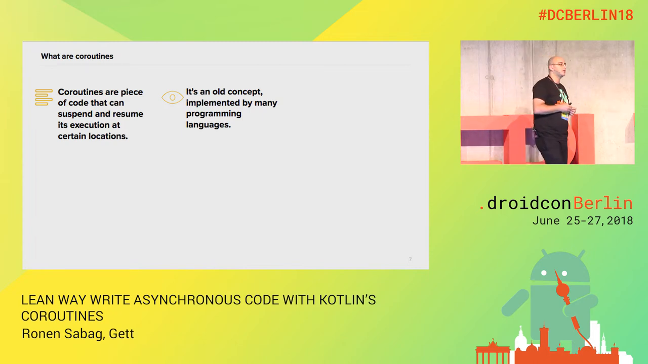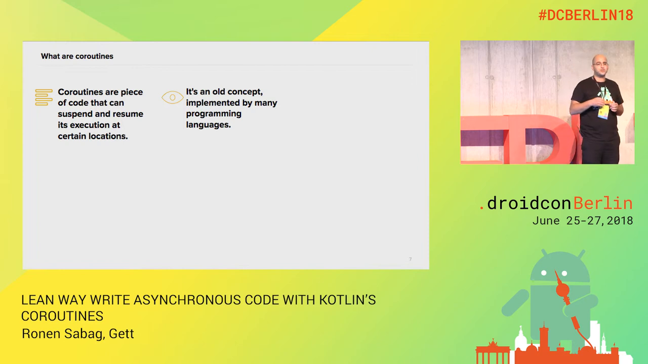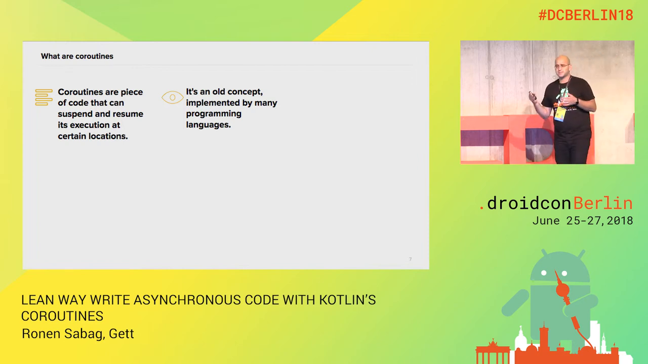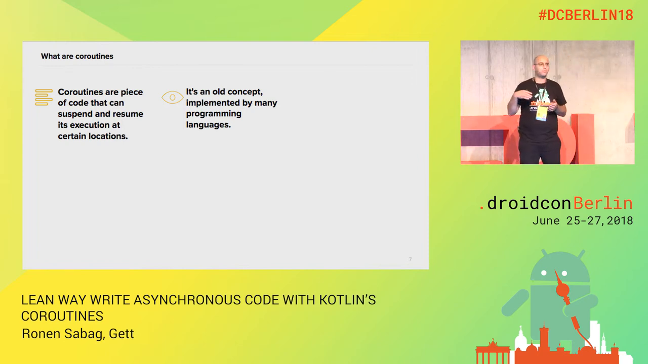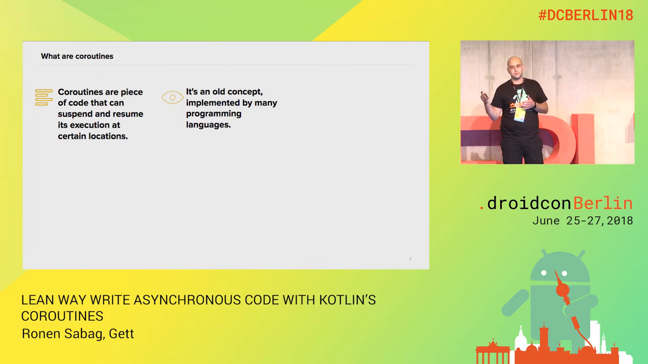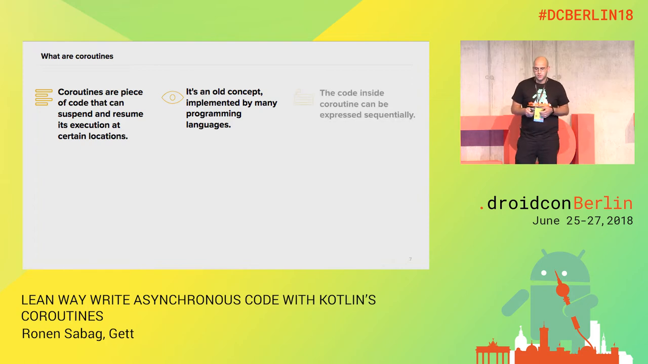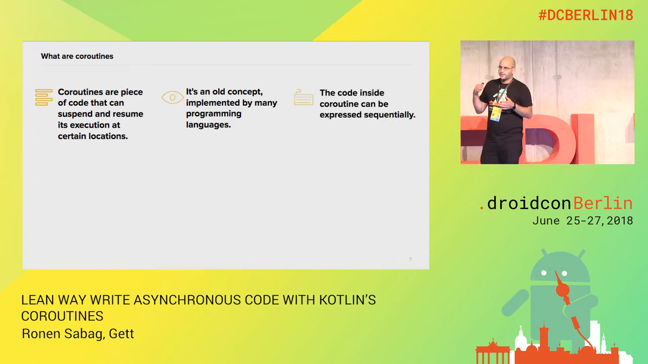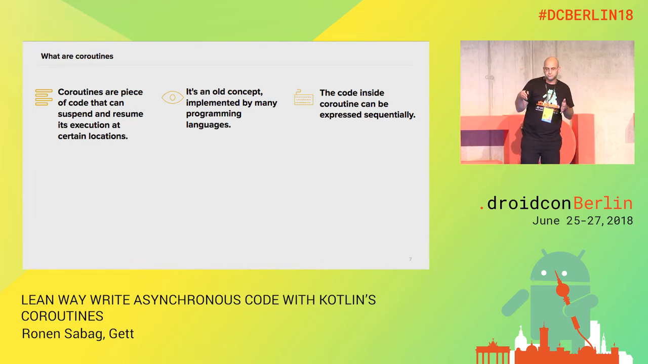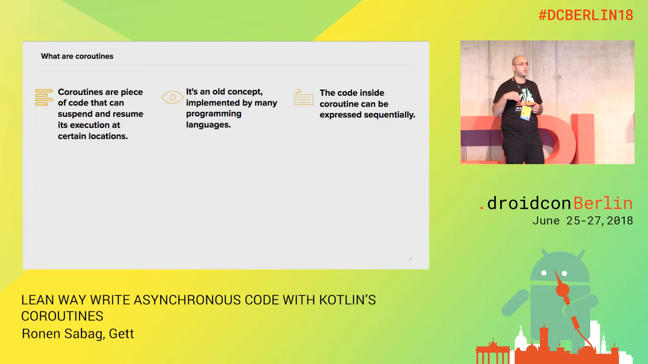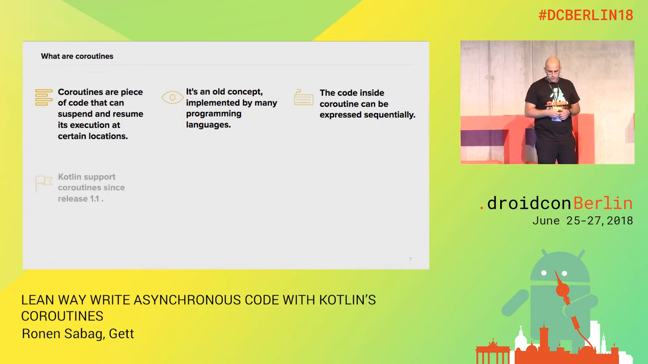There are implementations of that in C, C++, Scheme, and even in some more modern languages like C# and Golang. What's really nice about coroutines is that the compiler, at least in the case of Kotlin, is going to hide all the complexity for me, and the code inside the coroutines can be sequential, and it's really nice.